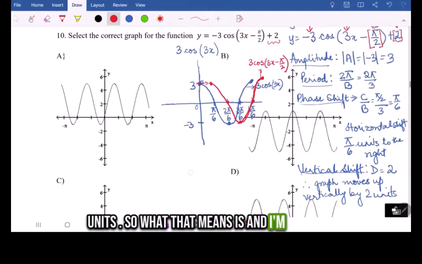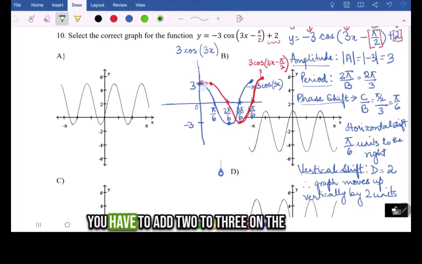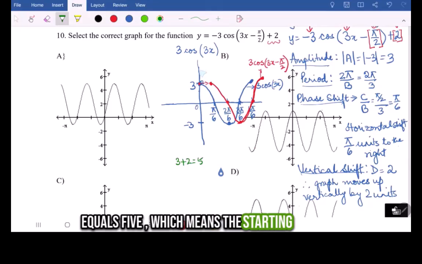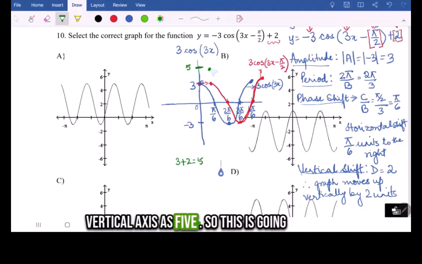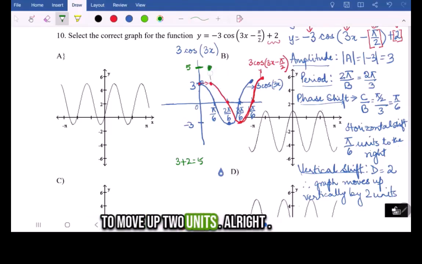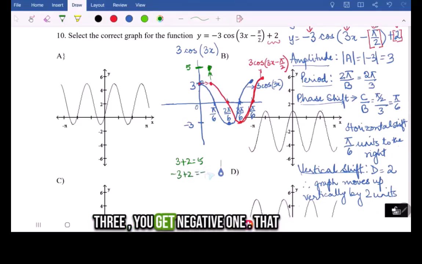So what that means is, and I'm going to use a different color at this point, all these points are going to move 2 units up. In other words, that means you have to add 2 to 3 on the vertical axis and 2 as well to negative 3. So 3 plus 2 equals 5, which means the starting point of the graph would be 5. All right, I'll mark this point on the vertical axis as 5. So this is going to move up 2 units. All right. Likewise, if you add 2 to negative 3, you get negative 1. That means what was at negative 3 before is going to be now at negative 1.